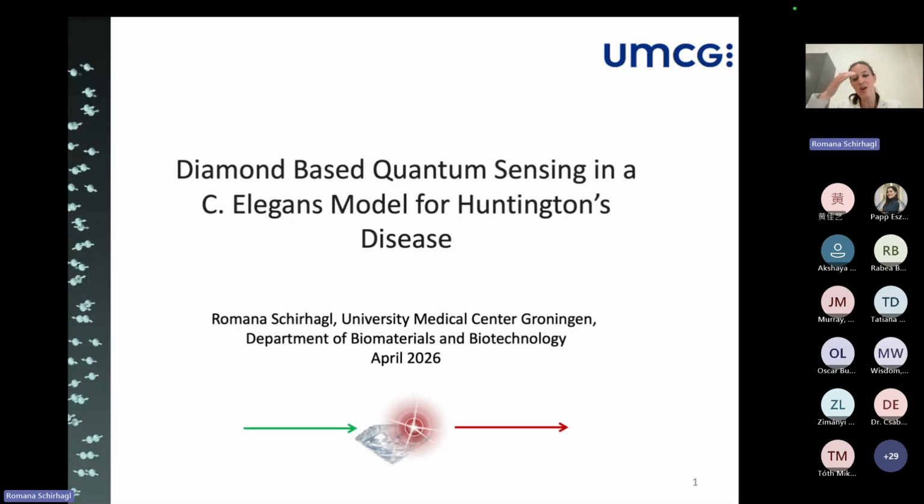So I'm going to continue talking about NV centers in diamond and sensing. And I've decided for today to show you one of our newest measurements that we did. This is the first in vivo measurements that we have done with this technology. And I'm going to show you more specifically work on a C. elegans model for Huntington's disease.